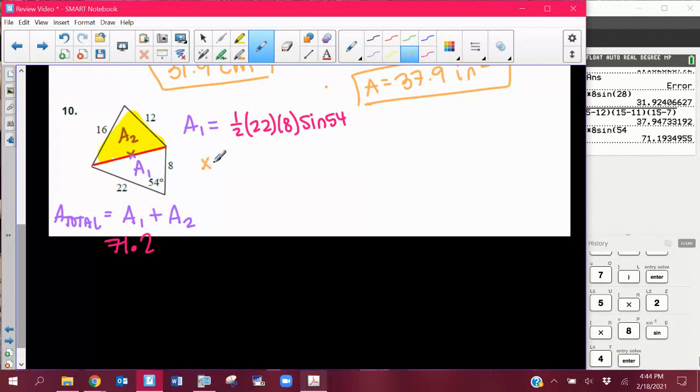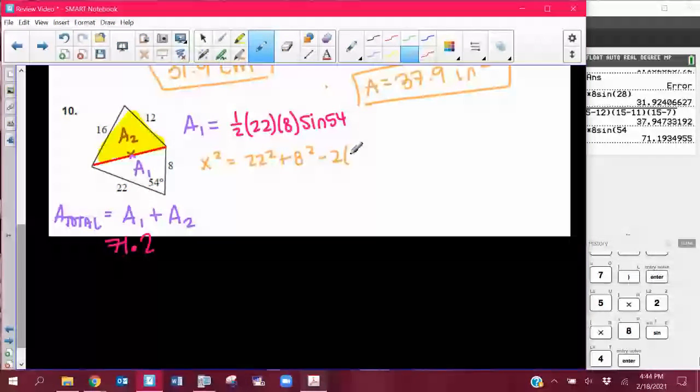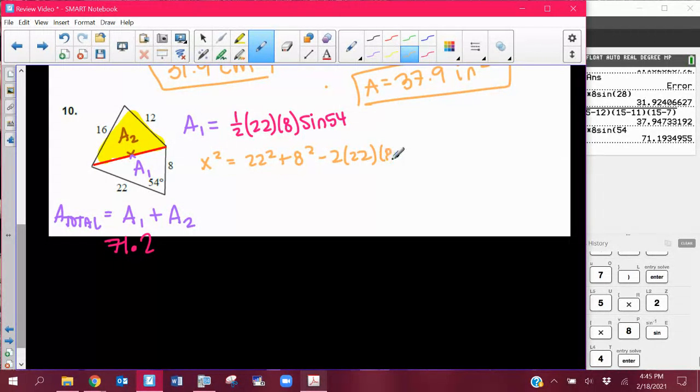Okay, so in order to find x, because I have a side angle side triangle, I'm going to use the law of cosines. So I'm going to have x squared is equal to the two other sides plugged into that formula. Again, the law of cosines. And then the cosine of 54. Be careful you're using the right one, the cosine or sine or whatever, here.